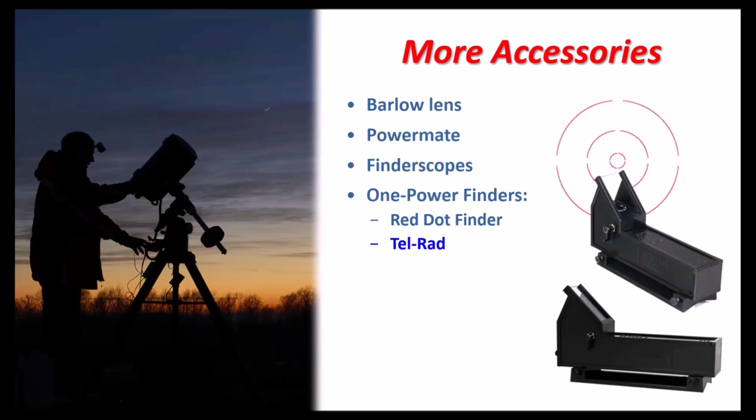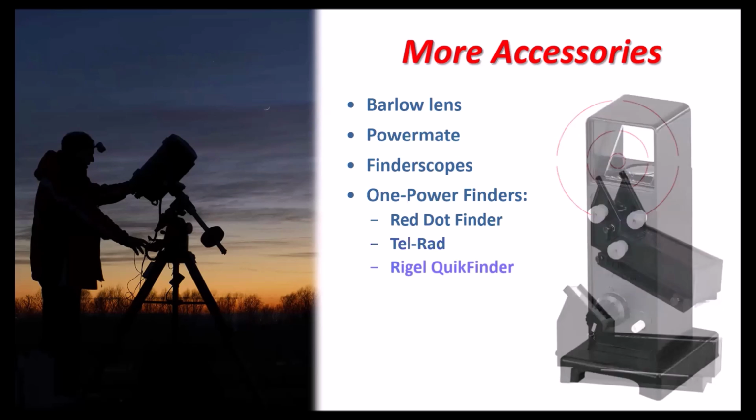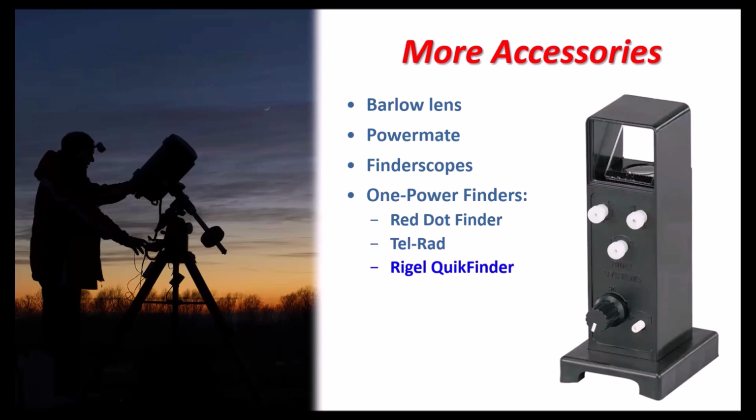So if you can't fit a Telrad on your telescope, like maybe it's a short Maksutov or just a Dobsonian where it doesn't work, you can also use a Rigel Quikfinder. The sight isn't exactly as nice as a Telrad, but they have a very short base and tall profile, so that makes it fit on most telescopes where a Telrad is just too long to fit.